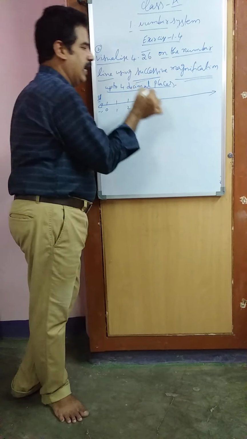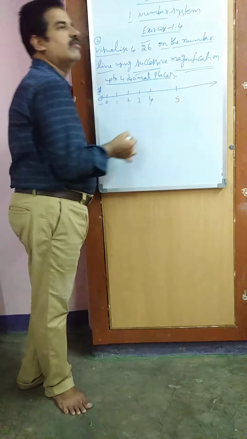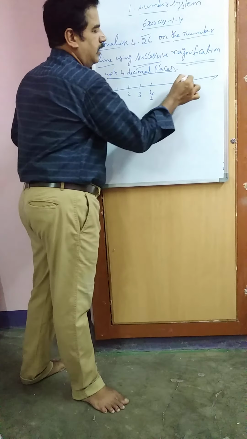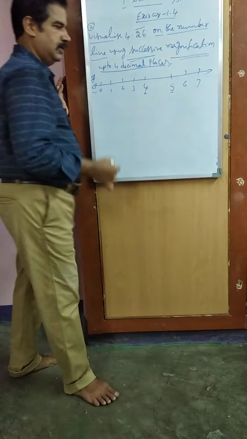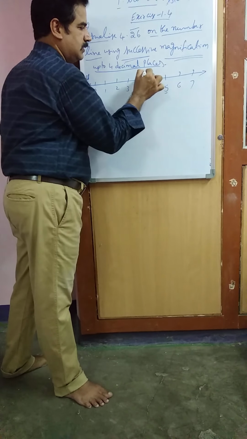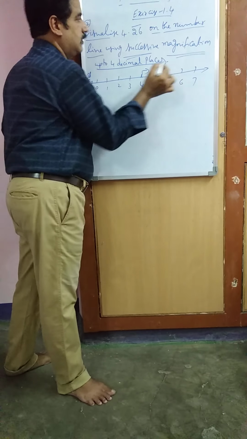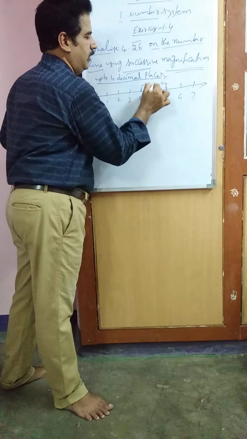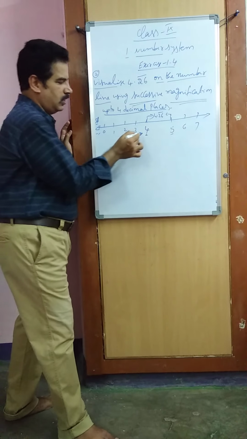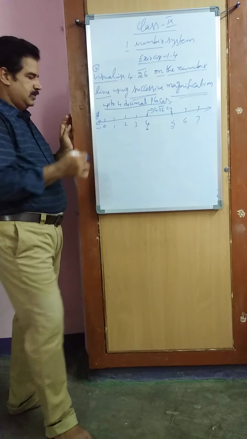4.26 means it lies between 4 and 5 only, first the whole part, then 6, then 7. So it lies between these two numbers. Write that: 4.26 bar lies between 4 and 5.